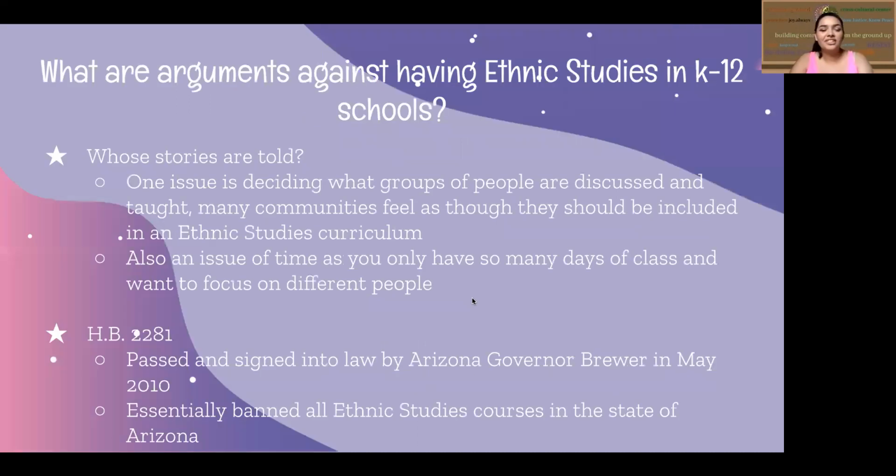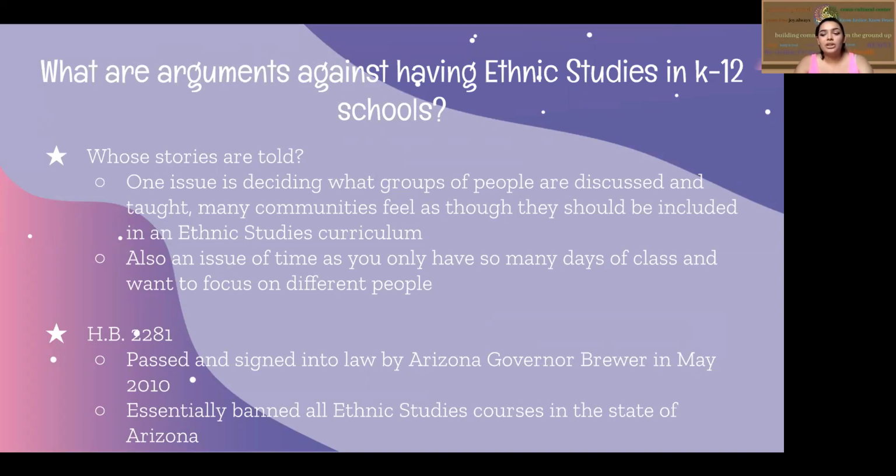So what are some arguments against having ethnic studies in K through 12 schools? One of the issues often found with ethnic studies is the question of whose stories are being told. One issue is that groups feel the people being discussed and taught should include everyone. Unfortunately, with time constraints, class restraints, and how much importance you want to put on one group, you can't cover every single identity out there. And so one of the issues is figuring out who to highlight.